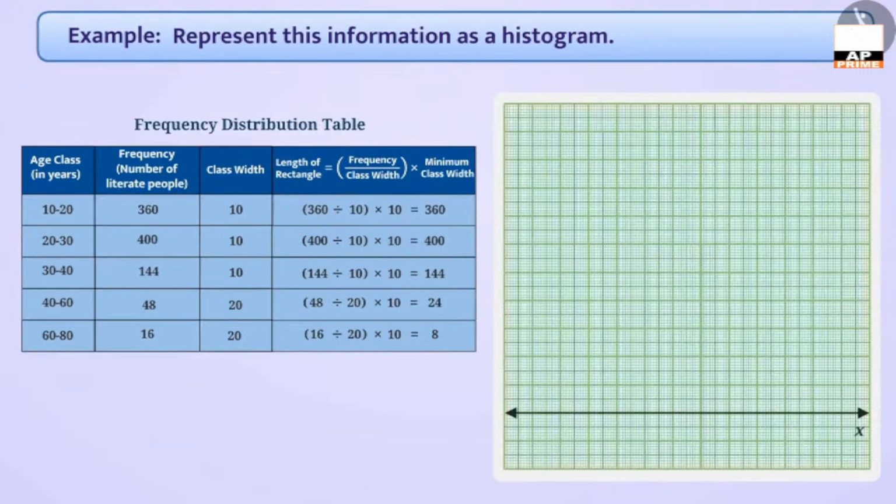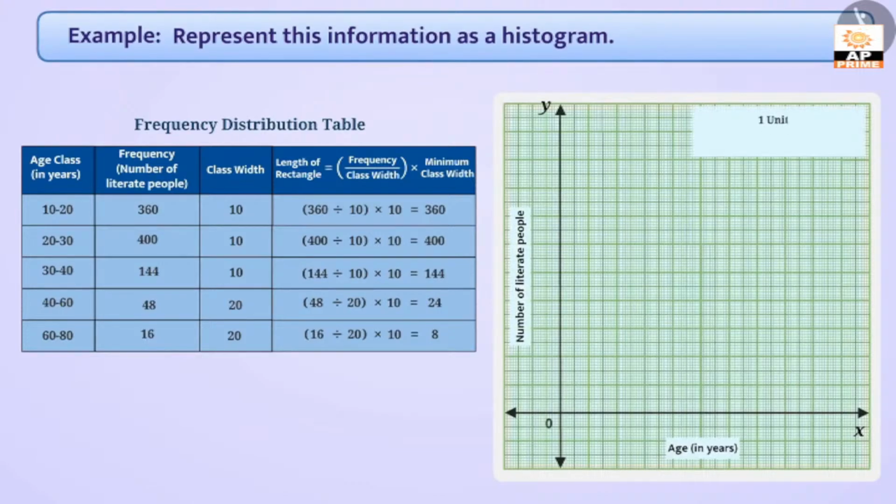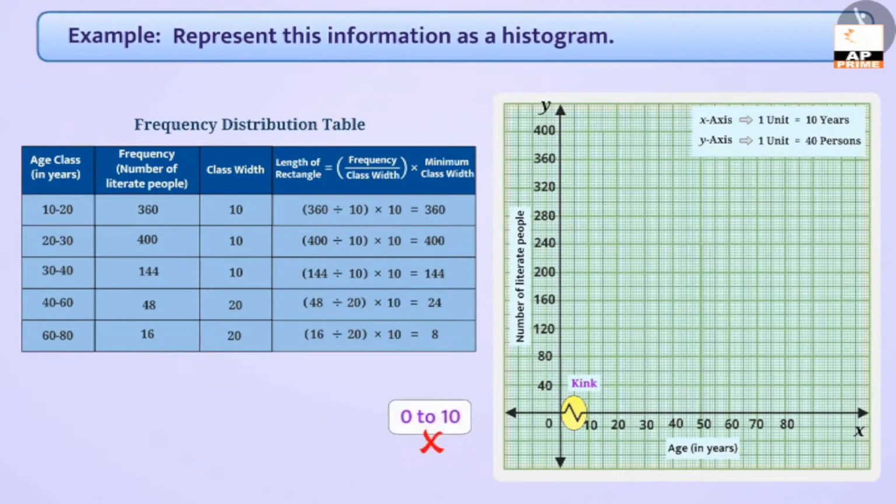Now, we will show the age groups on the x-axis and the number of literate people on the y-axis. For this, we will take 1 unit is equal to 10 years on the x-axis and 1 unit is equal to 40 persons on the y-axis. Since we are starting with 10 on the x-axis, we will make a kink symbol indicating that we are not showing numbers from 0 to 10.